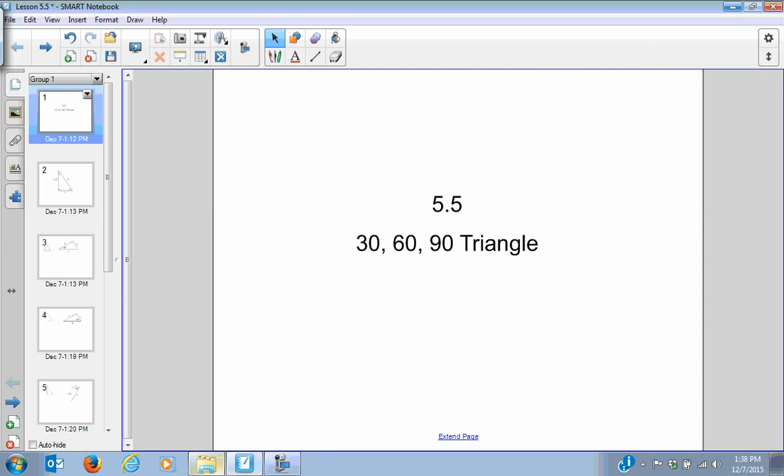We're going to talk about 5-5. Has to do with 30-60-90 triangles. It's very similar to the 45-45-90, except two of the sides are not going to be the same. It is not an isosceles right triangle. This is going to be a right triangle, but it is not going to be isosceles. It's going to be scalene, which means all three sides are going to be different values.